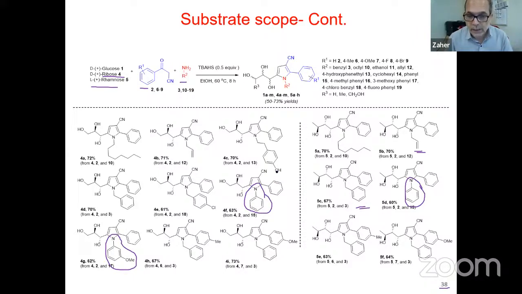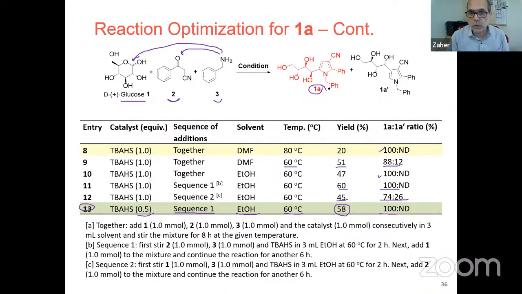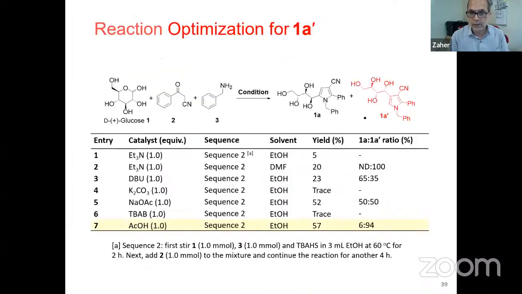All right, so this slide shows us the optimization and the scope of the reaction as for 1A. Next, I'm going to discuss the optimization and the scope of reaction for 1A dash and how we obtained this. So in case of 1A dash, we know that sequence plays an important role in this reaction. And we know from previous results that sequence 2 is the one that best gives us the product in high yield and also high selectivity.